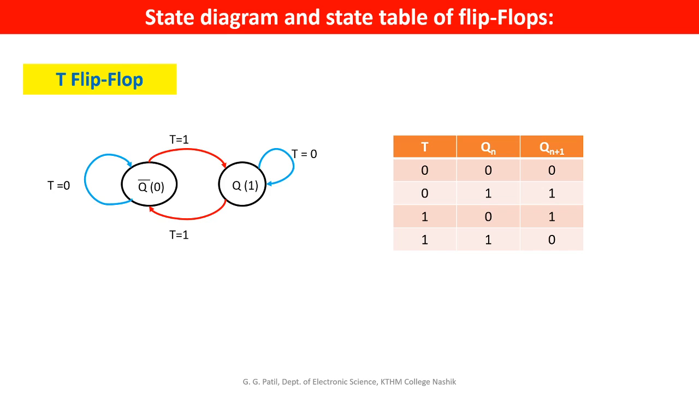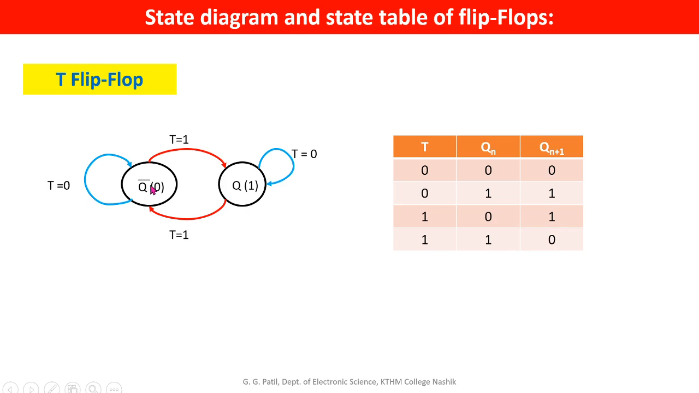Here the state diagram of the T flip-flop is given. In a T flip-flop, T for toggle, if T is 0 and presently the output is 0, the next state is 0. If the present output is 1, the next state will be the same state. If T is 1 and the present state output is 0, it toggles, it goes to 1, or the output becomes 1. Again, if T is 1 and the present output is 1, it toggles.